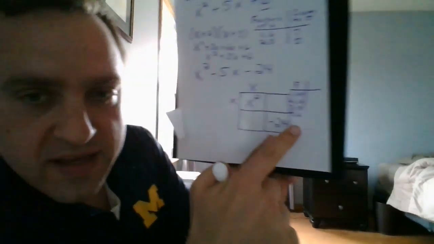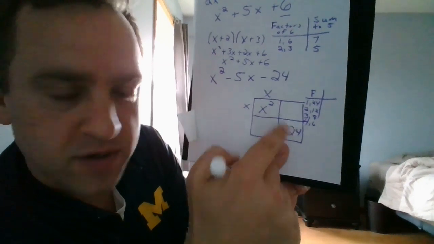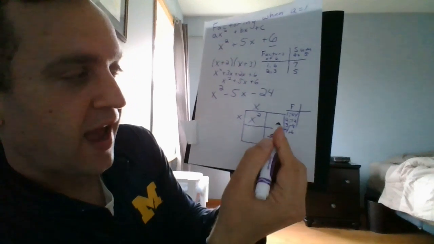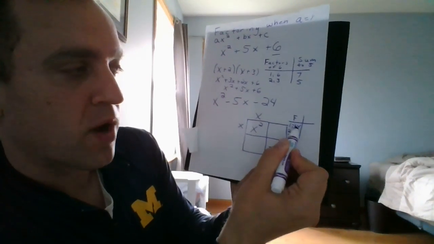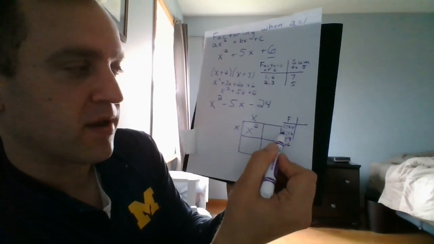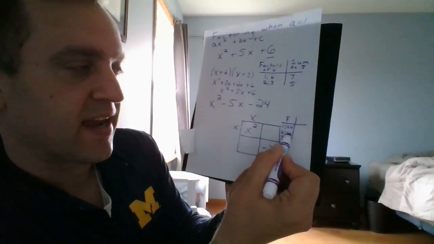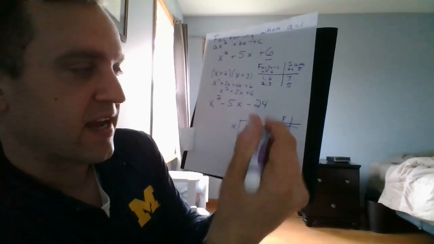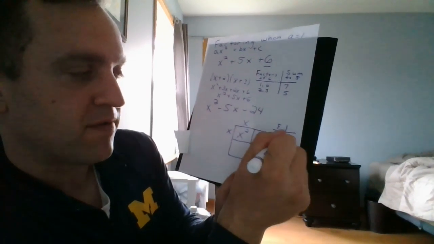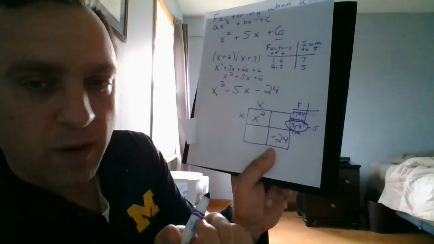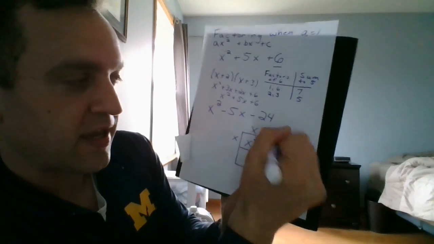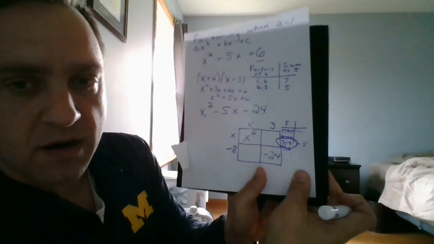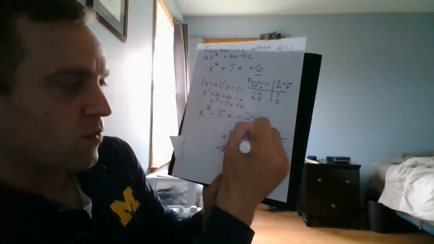So right here on my list, I'm going to make all the second numbers negative. So I'm going to write negative, negative, negative, negative. And then I'm going to add them. So 1 plus negative 24, negative 23, so no. 2 plus negative 12, negative 10, so no. 3 plus negative 8, that's negative 5. So this is a factor pair that I want. So I'm going to put the 3 here, and then the negative 8 here.